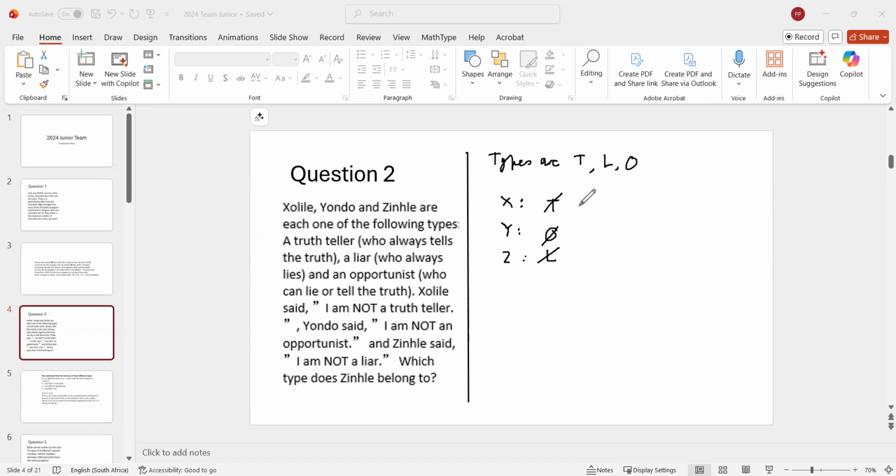All right, so normally this is a good example of a logical problem. We try to prove it logically. So let's start with X. Let's see whether X is the truth teller.